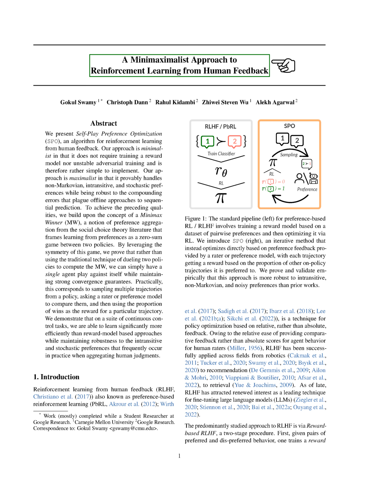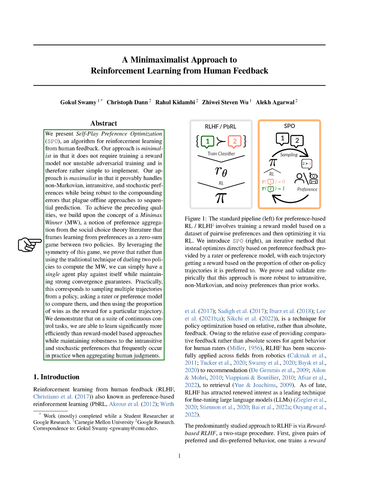Section. Introduction. We're going to talk about a method called reinforcement learning from human feedback, RLHF, which is also known as preference-based reinforcement learning. This technique is used to optimize policies based on relative feedback, rather than absolute feedback. It's easier for humans to provide comparative feedback rather than absolute scores for an agent's behavior, which is why RLHF has been successfully used in various fields, including robotics, recommendation, and retrieval.